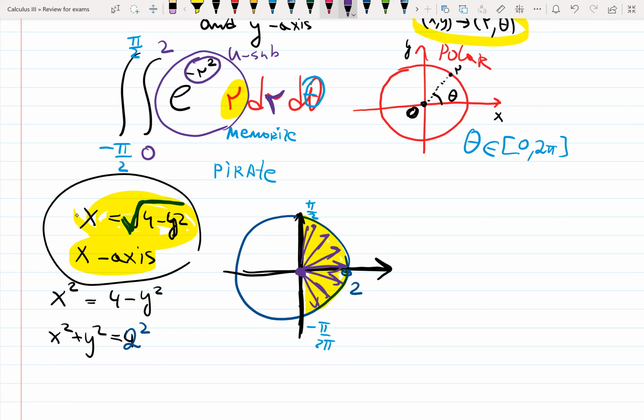Let me do one more example. Yeah, why not? Paraboloid stuff. Any questions?